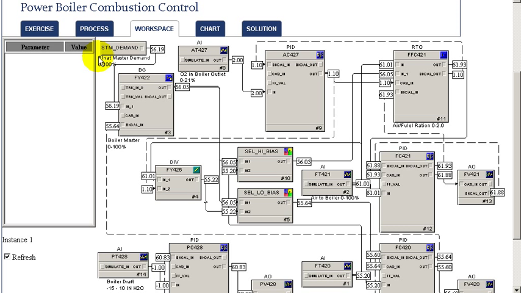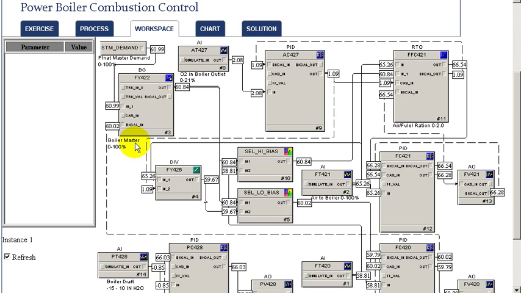So let's get started with the workshop. In the workshop, the plant master demand is shown at the very top. It is coming as an input to our boiler master, which is a bias gain station in automatic mode.